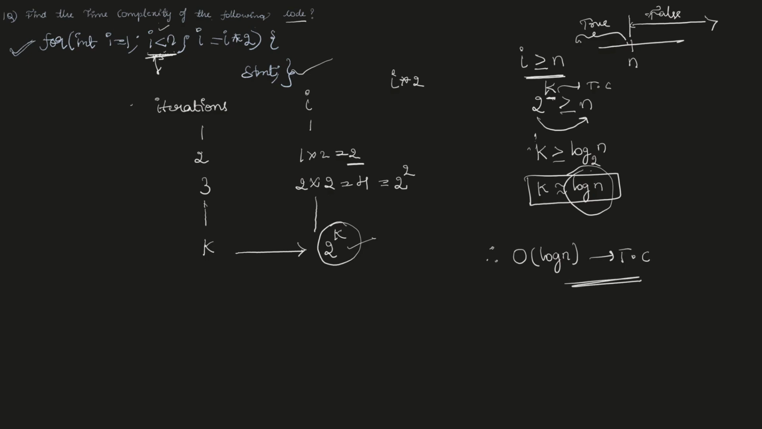Now we know that the given size is n, but the time complexity is order of log n. That means it's not directly proportional. So we know that if it's not directly proportional, then it is non-linear. So this is the non-linear loop.